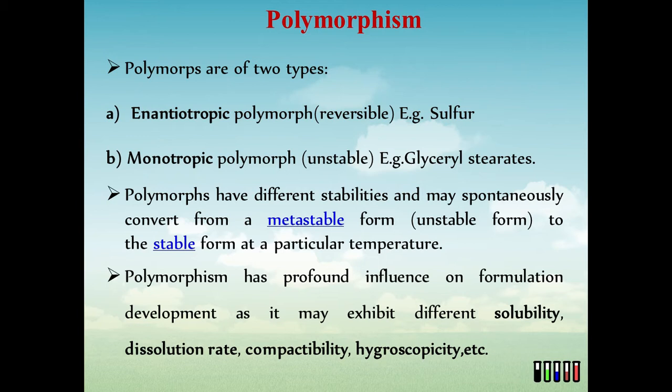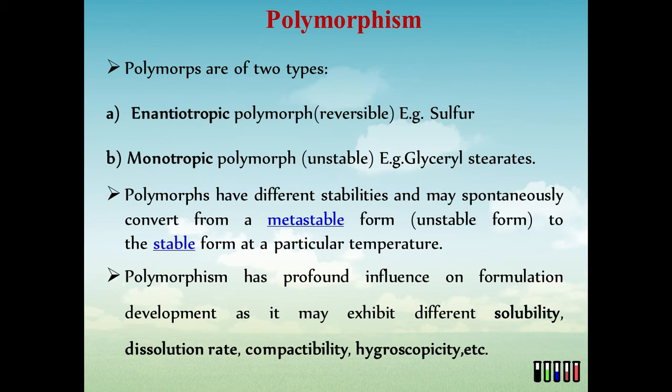But in monotropic polymorphism, the form remains unstable at any environmental conditions. It means that even in normal conditions they are continuously changing their internal structure. These chemical compounds continuously change their chemical structure or conformations. That's why these are called monotropic. It means they are completely unstable at any environmental conditions. Okay, an example of monotropic is glyceryl stearate. These generally show polymorphism of the monotropic type.